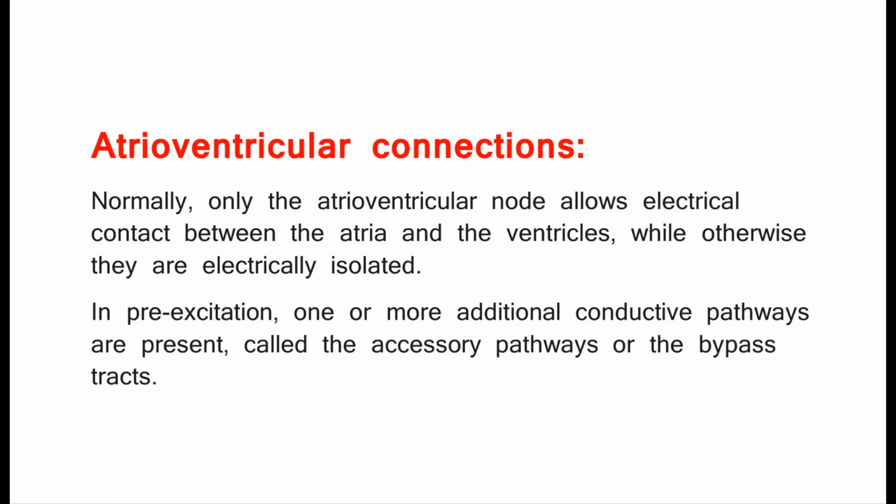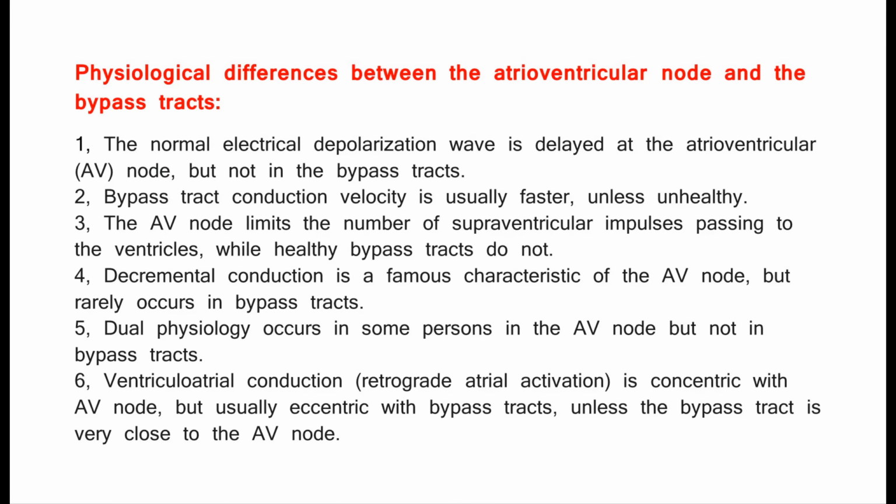Atrioventricular connections. Normally, only the atrioventricular node allows electrical contact between the atria and the ventricles, while otherwise they are electrically isolated. In preexcitation, one or more additional conductive pathways are present, called the accessory pathways or the bypass tracts. Physiological differences between the atrioventricular node and the bypass tracts.